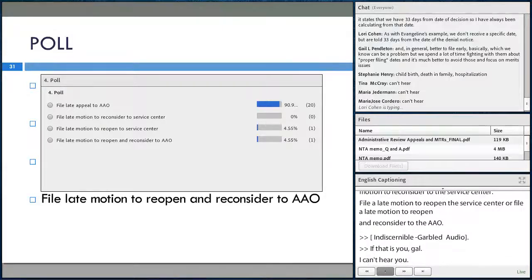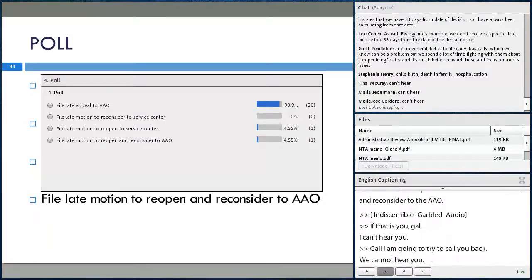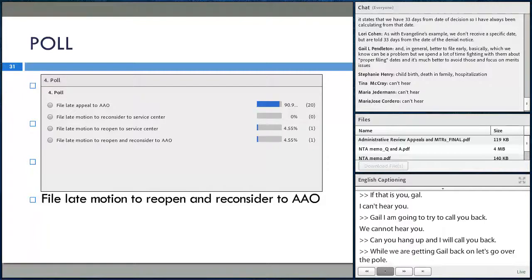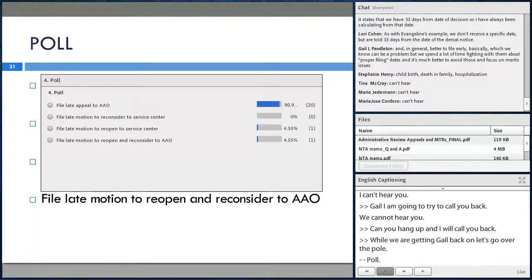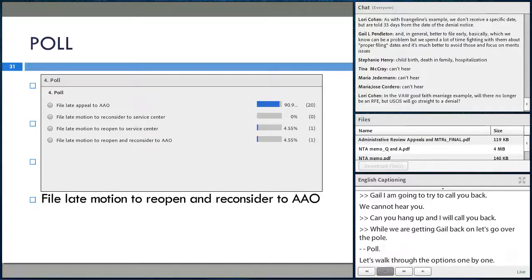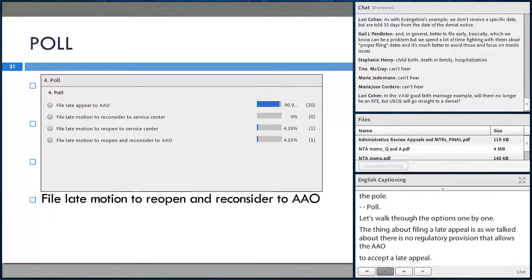Thank you. All right. While we're getting Gail back on, let's go over the poll. Let's walk through these options one by one. The thing about filing a late appeal is, as we talked about earlier, there is actually no regulatory provision that allows the AAO to accept a late appeal. But there's nothing to lose, right? So you might as well just raise the argument and ask them to do it.